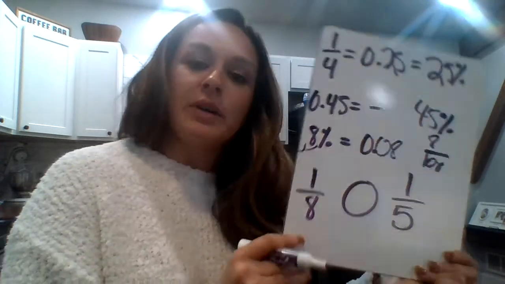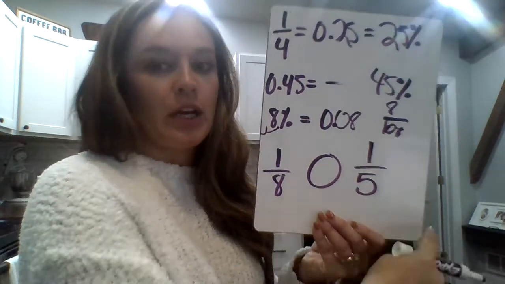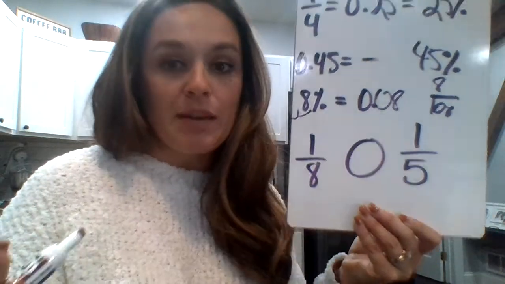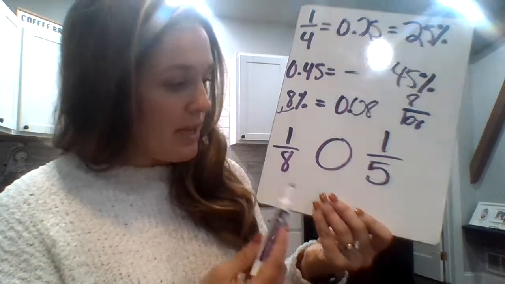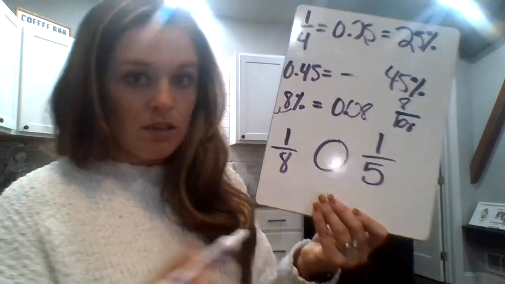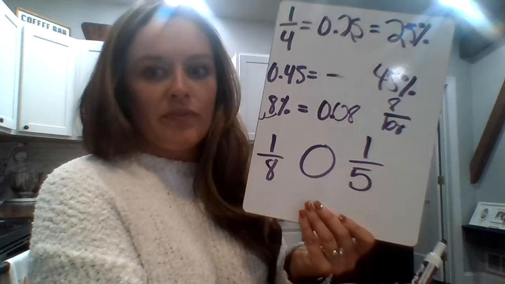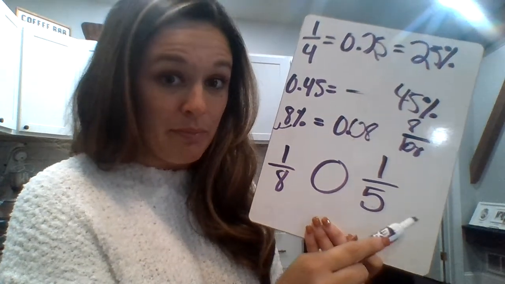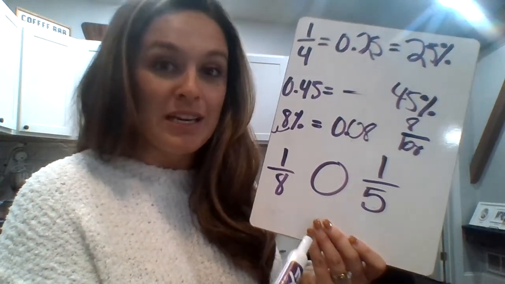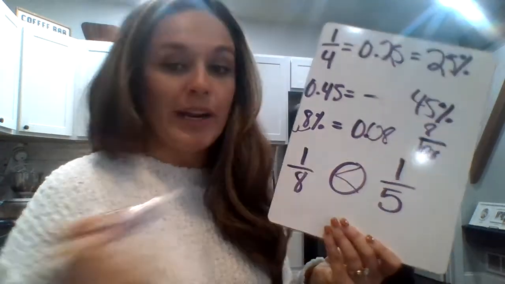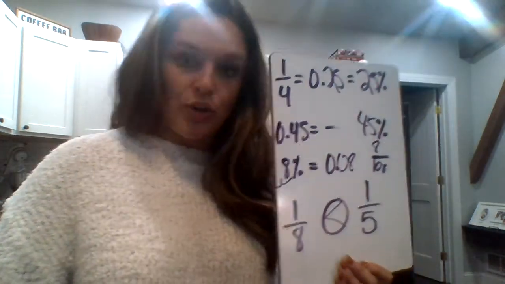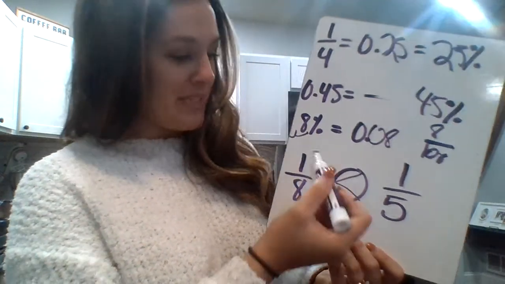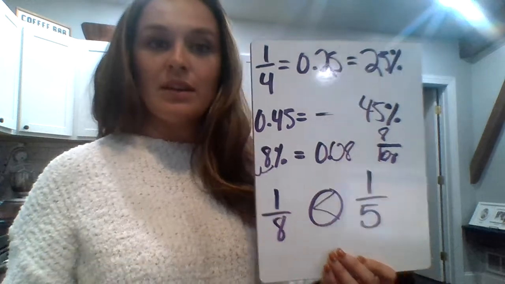Okay, so now it wants to know which one of these would be greater. When I have fractions and the numerator's the same, I think about pizza. If I had a pizza with 8 slices, and then I had a pizza with 5 slices, and they were the same size pizza, my slice with 5 slices would be a lot bigger. So that is greater. 1/5 is greater. 1/8 is less. So when you would read this, it would say 1/8 is less than 1/5.